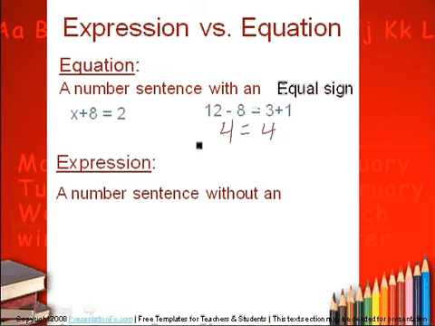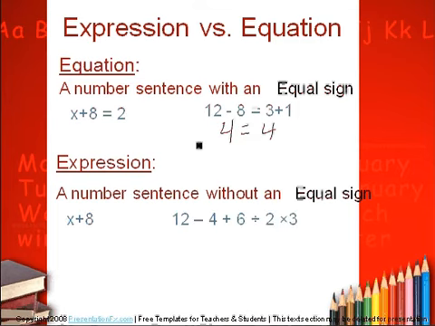An expression, on the other hand, is a number sentence without an equal sign. It's just basically like a sentence fragment. So if we were to look at an example, it would be x plus 8, or 12 minus 4 plus 6 divided by 2 times 3. It doesn't have an equal sign, and in a sense, it's an incomplete sentence in a way.